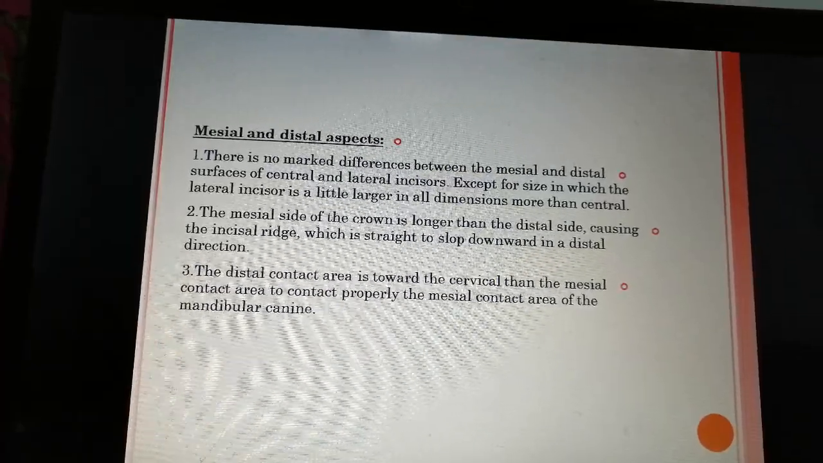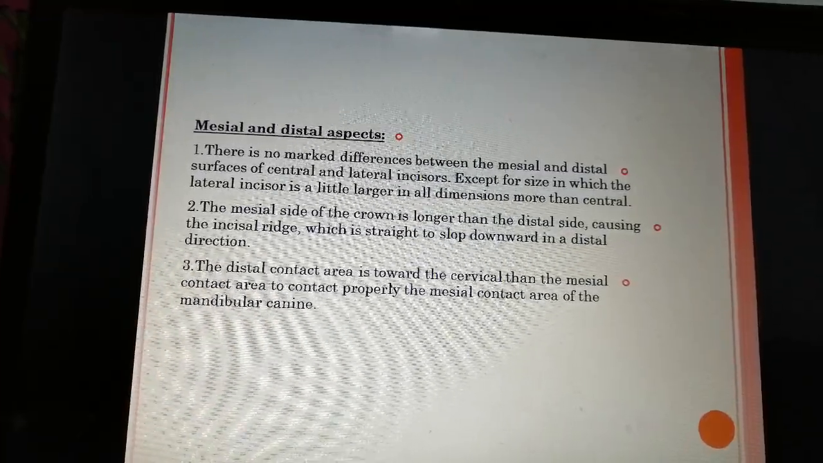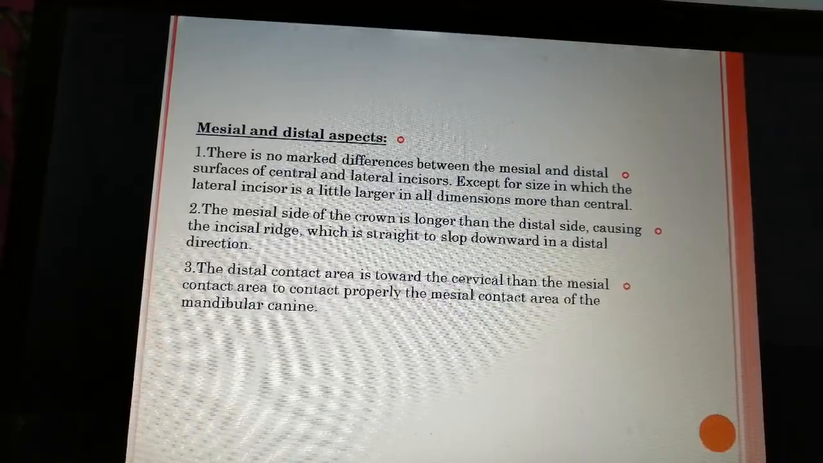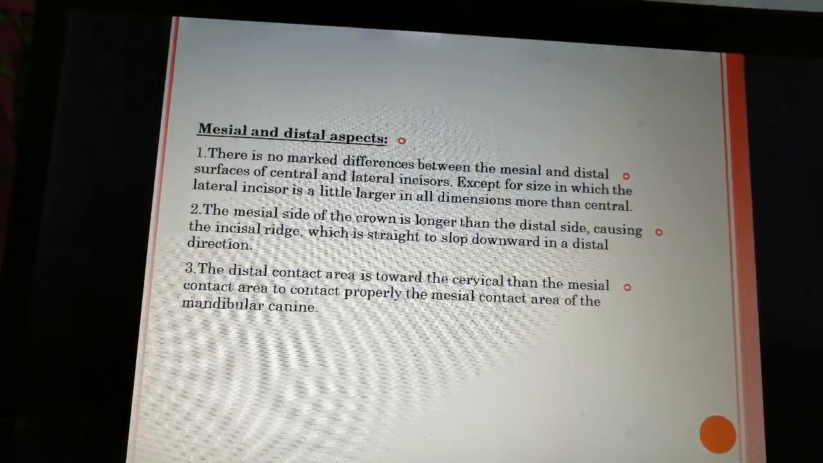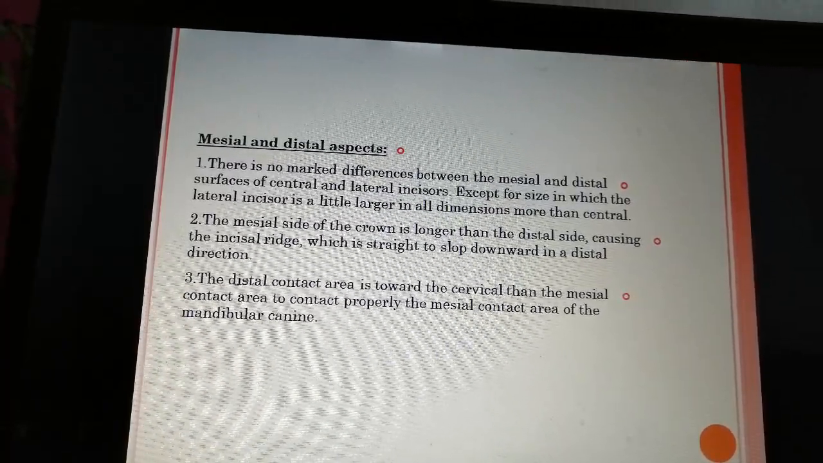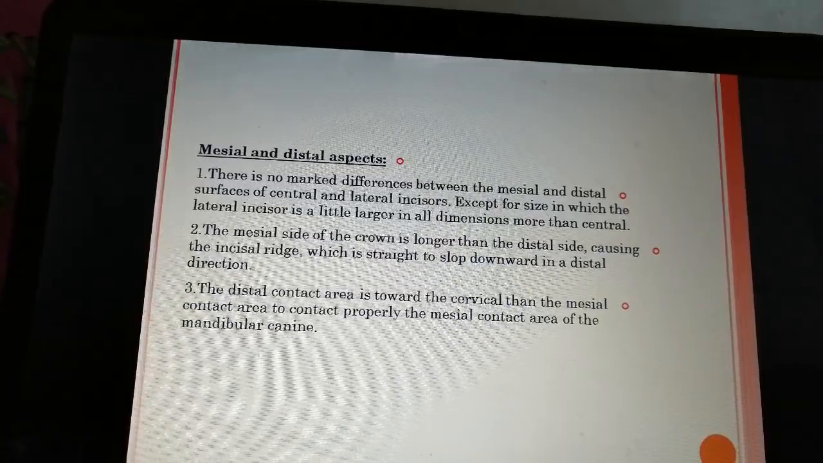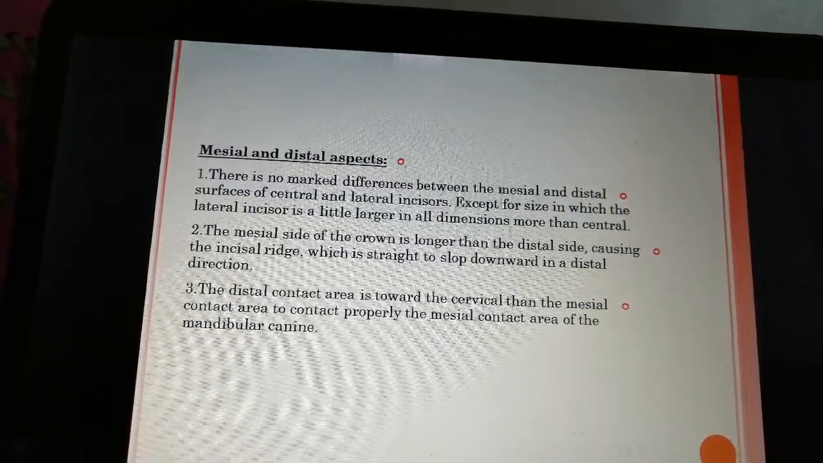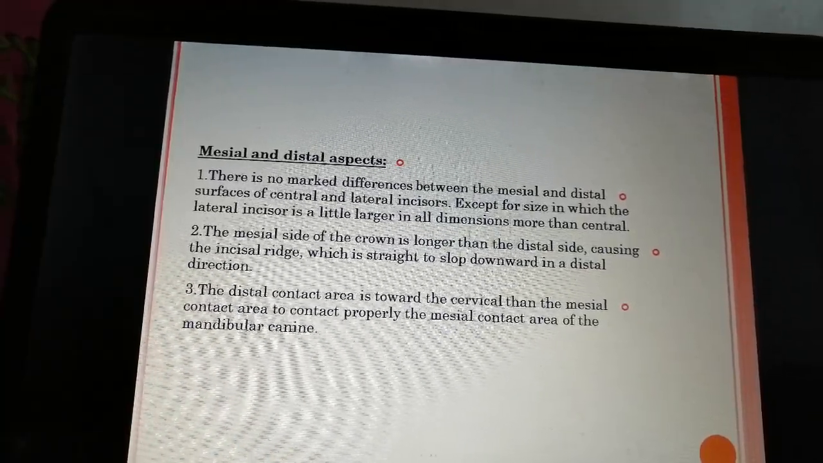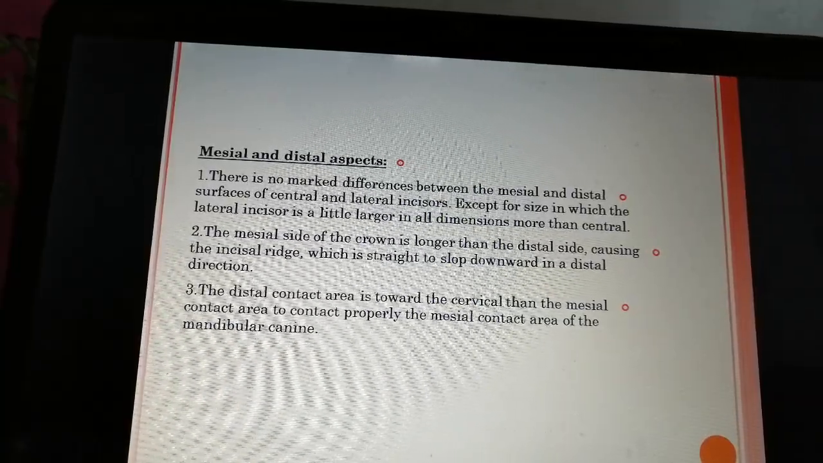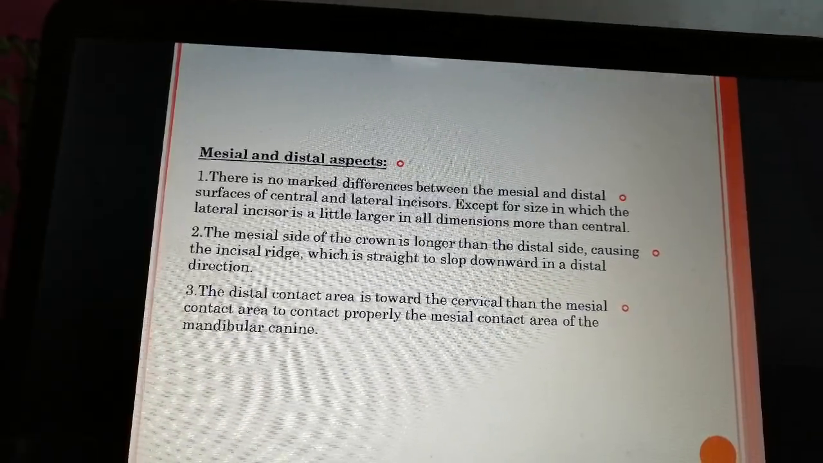Mesial and distal aspects. Number 1, there is no marked difference between the mesial and distal surfaces of central and lateral incisors, except for size, in which the lateral incisor is a little larger in all dimensions than the central.